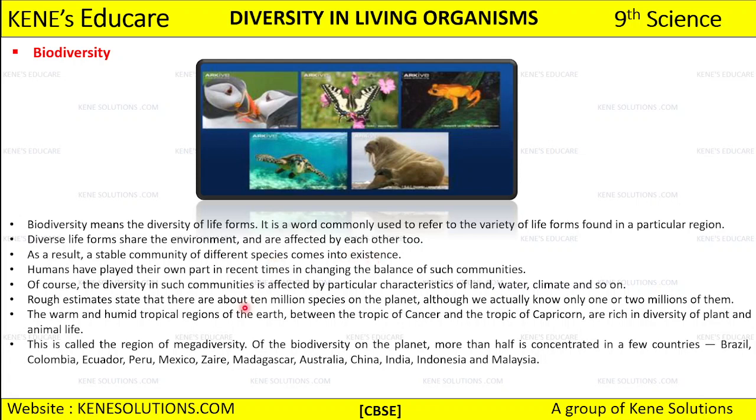What happens because of this diverse life existing on our earth, sharing the same environment, is that they are also getting affected by each other, right? So we have a stable community of different species living together, each having their own existence. Humans have played their own part in recent time, where we humans are changing the balance of such communities. Because what are we doing? We are making certain changes with respect to land, water, climate, and because of these changes, we are changing the characteristics themselves, right?